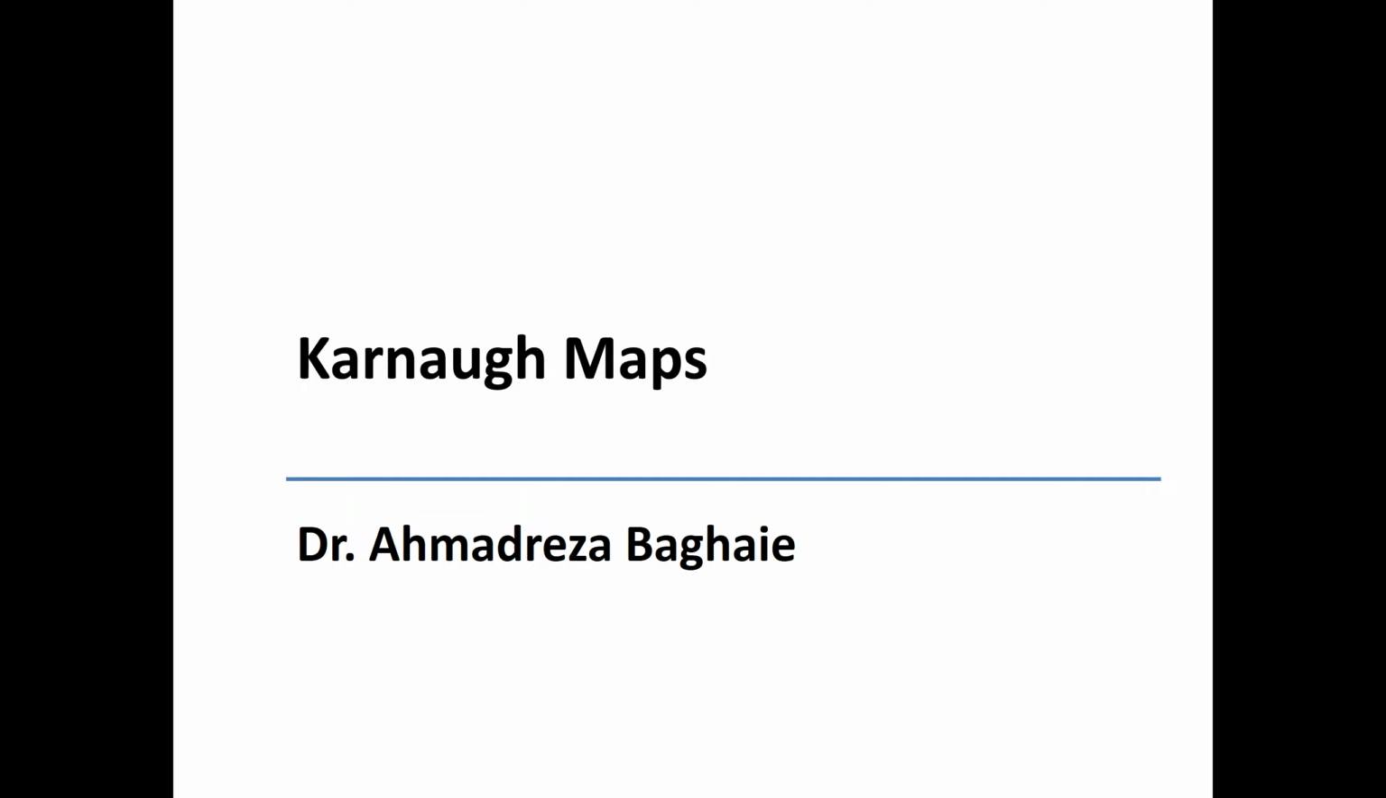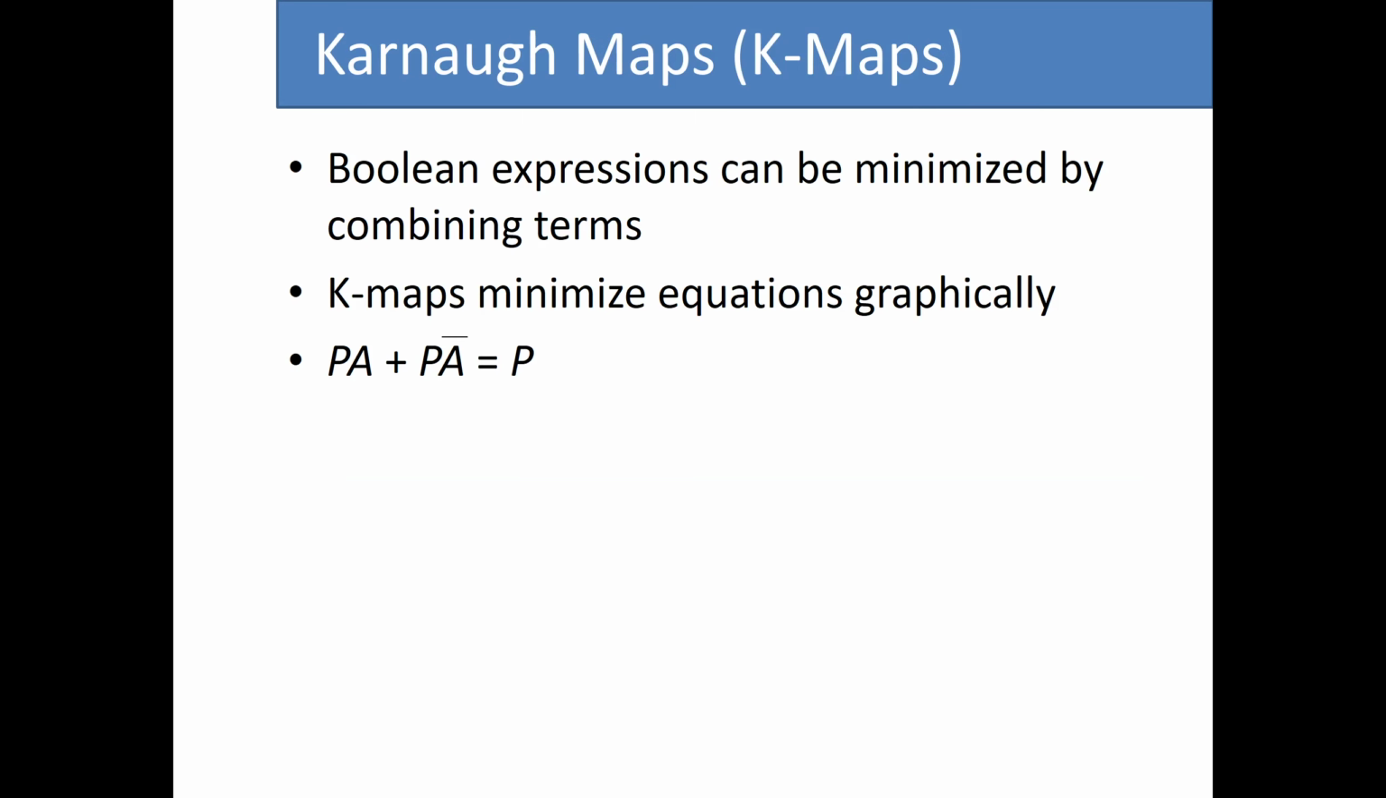In this video, I want to talk about Karnaugh Maps and how they can help us to visualize, reduce the number of equations or the number of terms in Boolean equations and generally simplify our equations. So if you remember from before, we can simplify or minimize Boolean equations by combining the terms. Usually the way it happened was by using axioms and theorems that we saw.